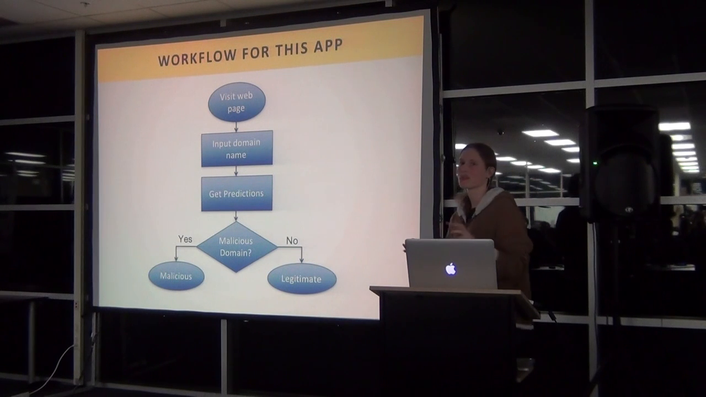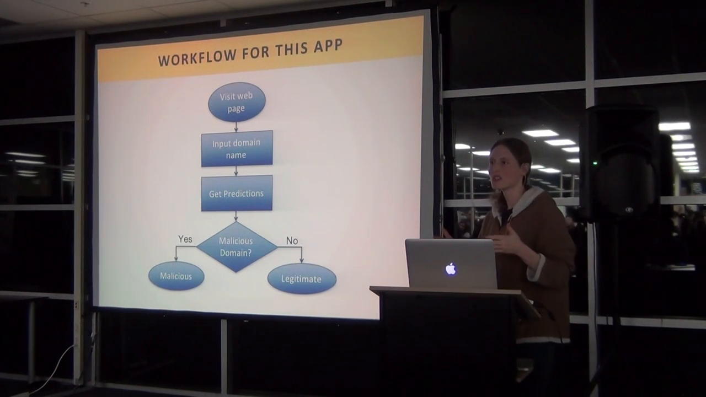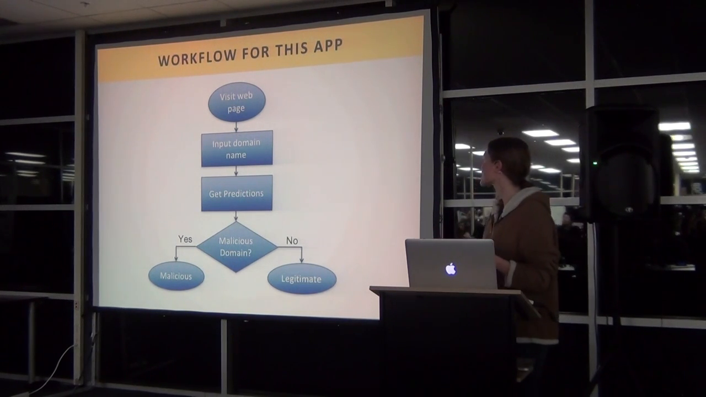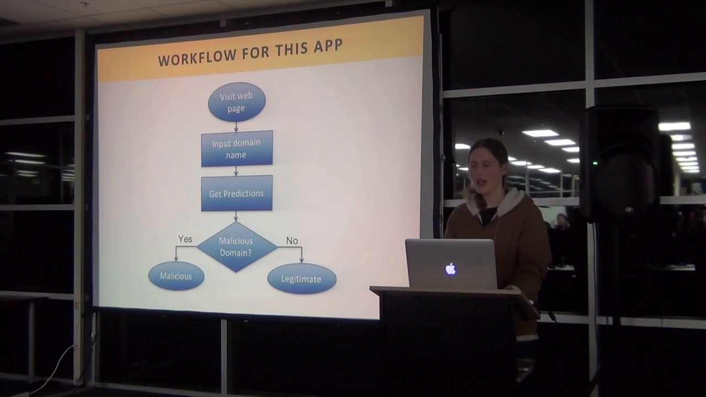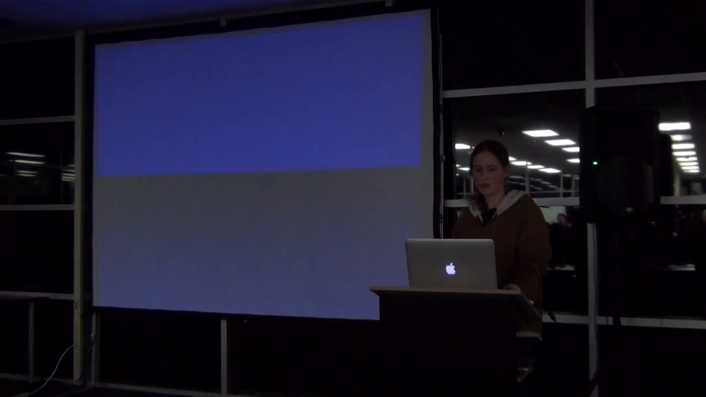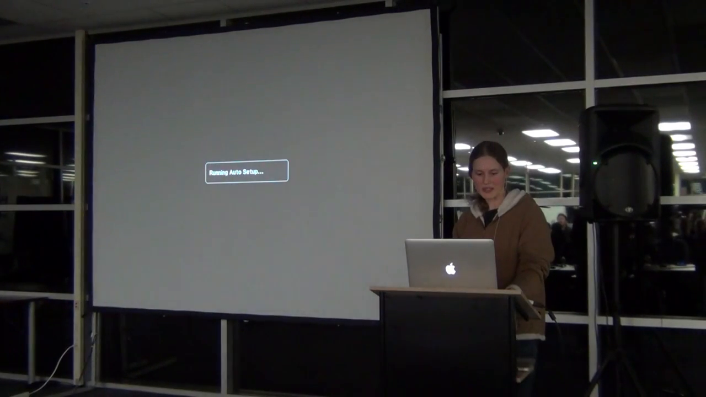So what is the workflow for this app? You visit the web page, you input the domain name, you get your prediction, and then it tells you, is it legitimate or is it malicious? So pretty simple workflow. And now I will show you the app. So this is running on AWS Lambda as we speak.